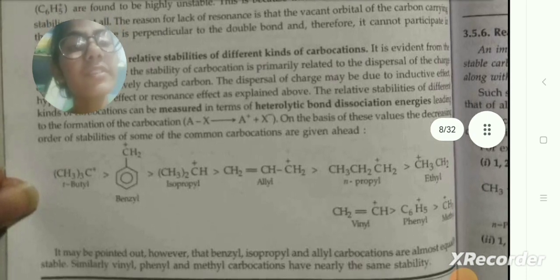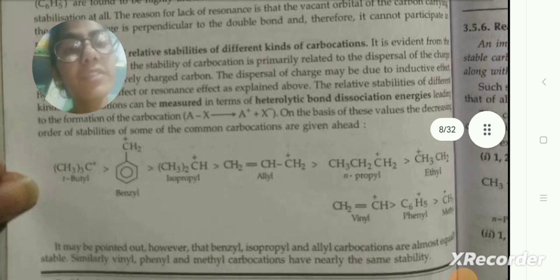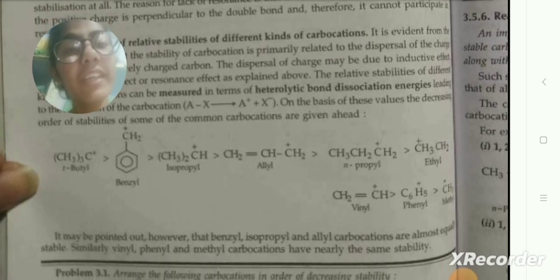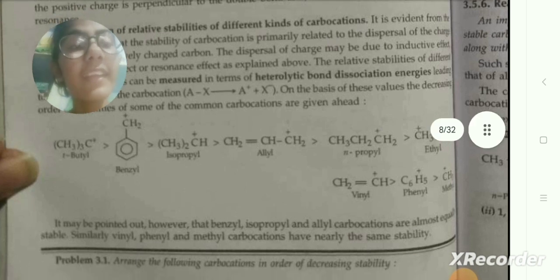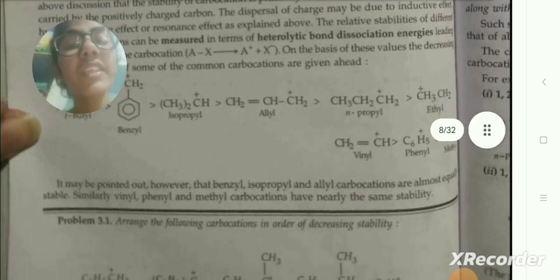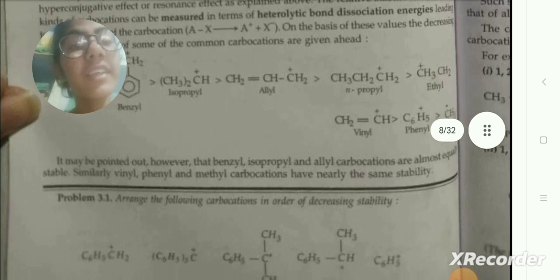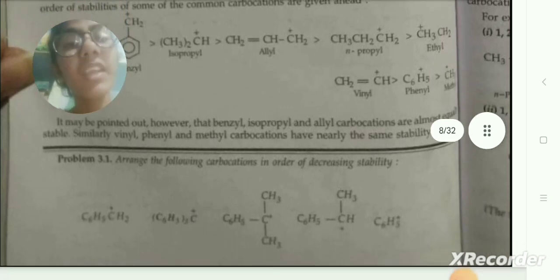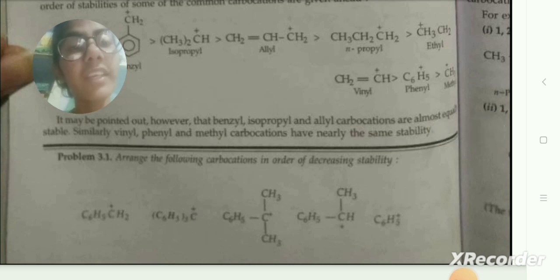On the basis of these values, the decreasing order of stability of some of the common carbocations is given ahead. First one is tertiary butyl, which is more stable than benzyl, which is more stable than isopropyl, which is more stable than allyl, which is more stable than n-propyl, then ethyl, then vinyl, then phenyl, and then methyl. It may be noted, however, that the benzyl, propyl and allyl carbocations are almost equally stable. Similarly, vinyl, phenyl and methyl carbocations have nearly the same stability.